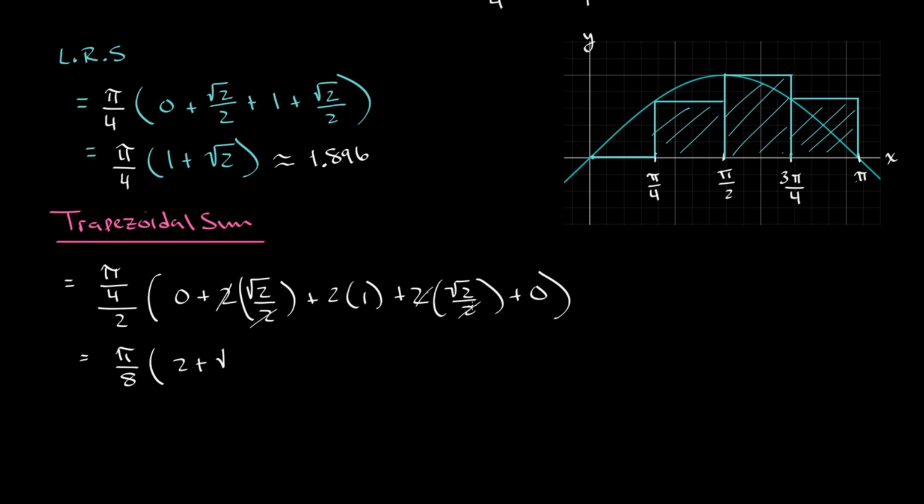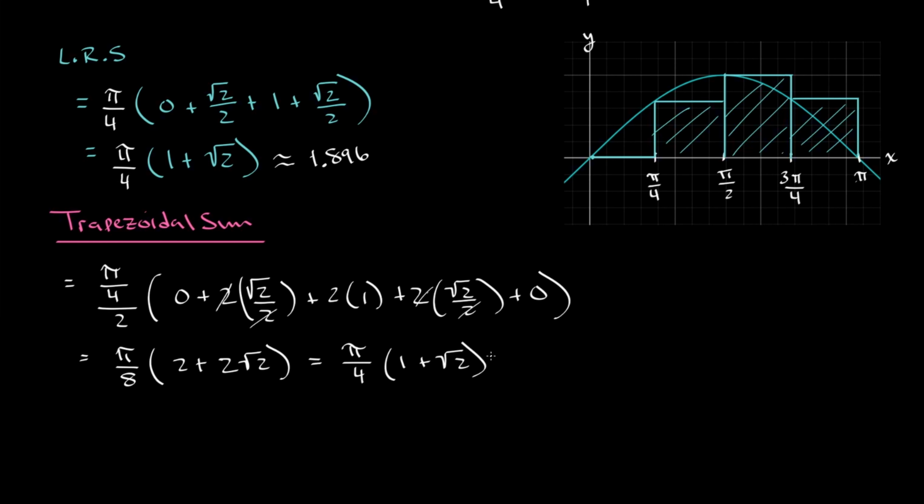Let me see if that's right. No, this is going to be 2 times. This is 2 times the square root of 2. So that's what we have, and we can still factor out a 2. So this is equal to, when we factor out a 2, we're going to have pi over 4 now, pi over 4, and then we have 1 plus the square root of 2. And this is exactly what we got with our left Riemann sum.